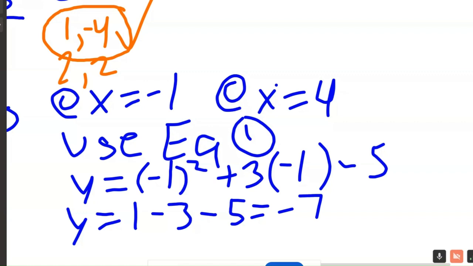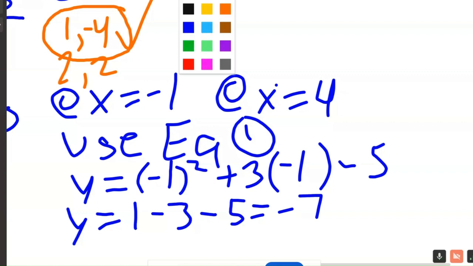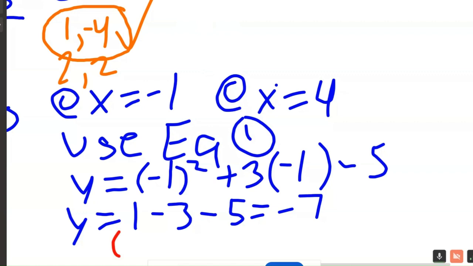So one of our coordinates would be -1 for x and -7 for y. That's where these two equations would intersect, and we'll look at that quickly on the graphing calculator.